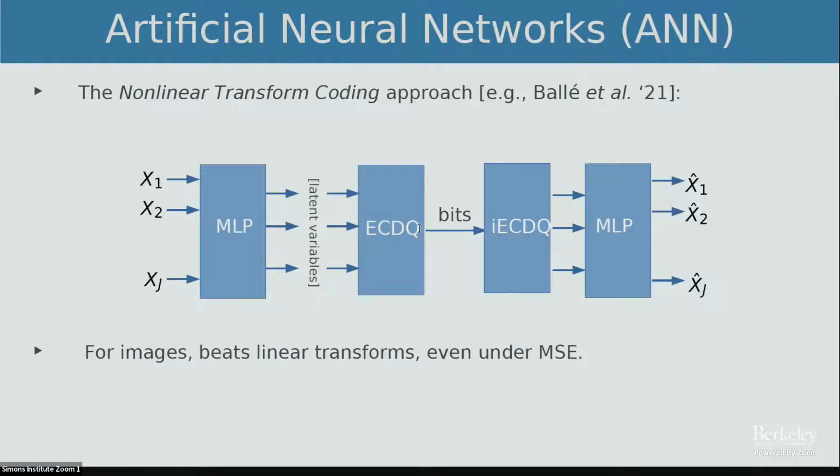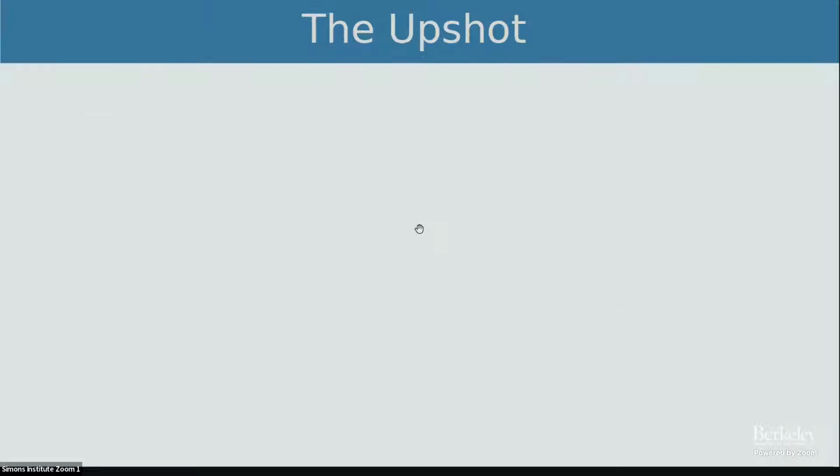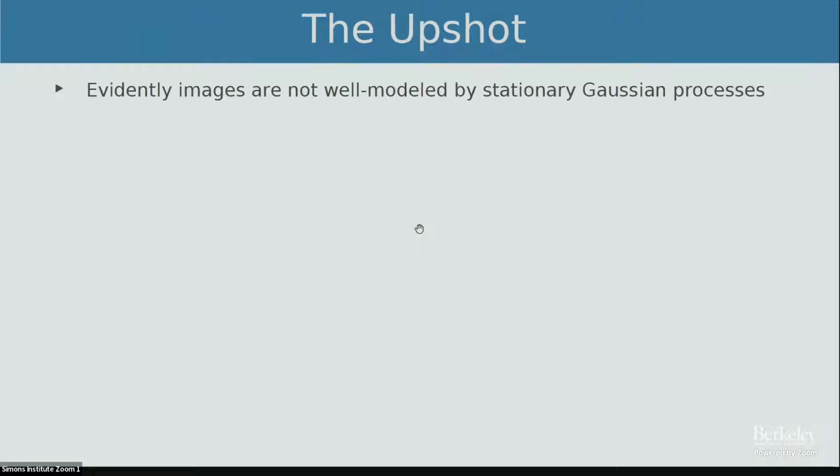Even under mean squared error. The real power of this method is that you don't have to use mean squared error. Any distortion measure you can differentiate, you can optimize for. So you can use metrics that capture human perceived distortion much better than mean squared error does. But even on the home turf of the classical method, this is still beating the classical architecture. So what can we take away from the story so far?